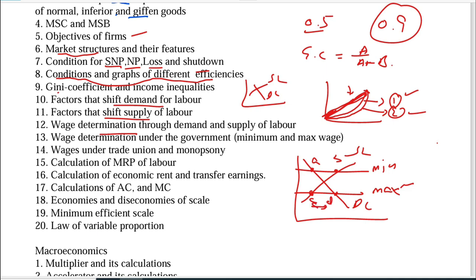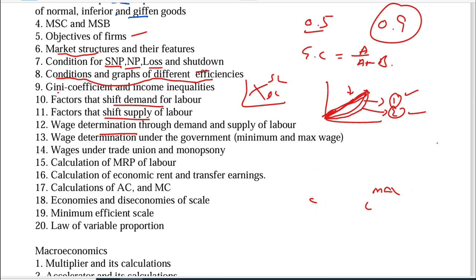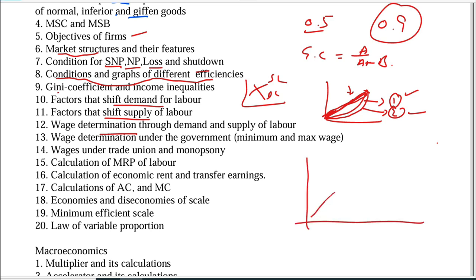And monopsony and monopoly trade unions, this is also an important thing that is tested in the exam. So you must be able to identify this. Let's say this is marginal cost, this is average cost of labor, and this is marginal revenue product of labor. On Y we have wages, and on X we have quantity of labor. So this is MRP, marginal revenue product of labor.